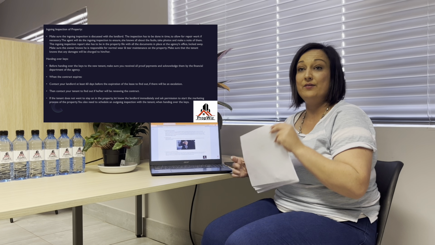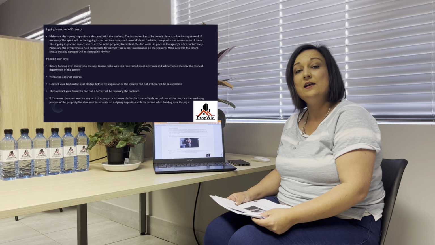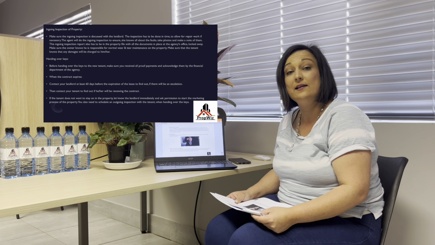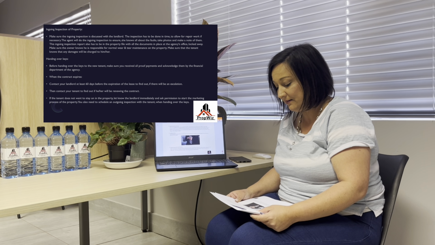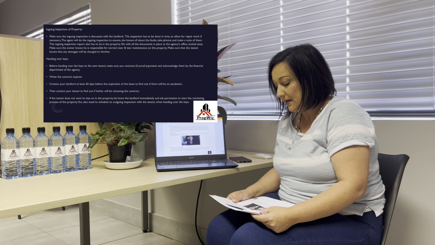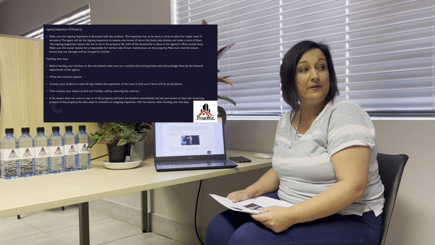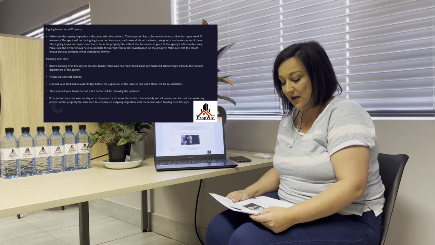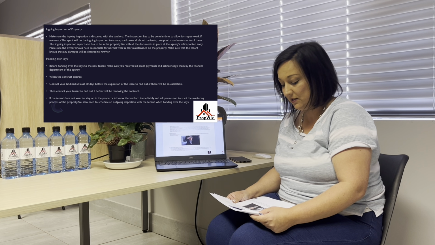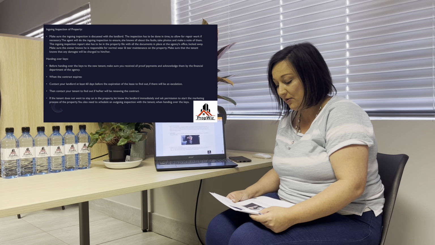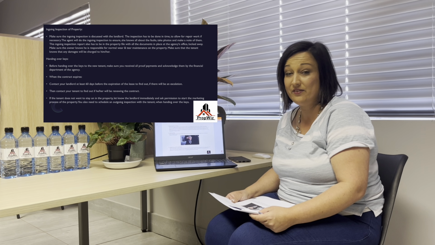Ingoing inspection of the property. Make sure the ingoing inspection is discussed with the landlord. The inspection has to be done in time to allow for repair work if necessary. The agent will do the ingoing inspection to ensure she knows all about the faults, take photos and make note of them.